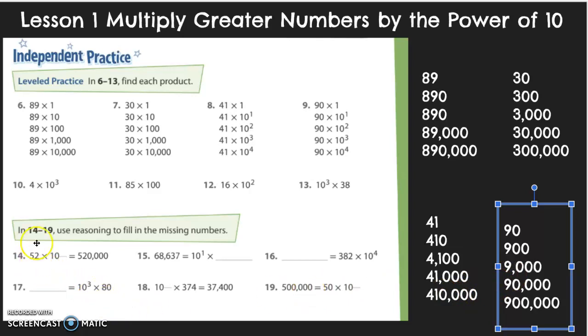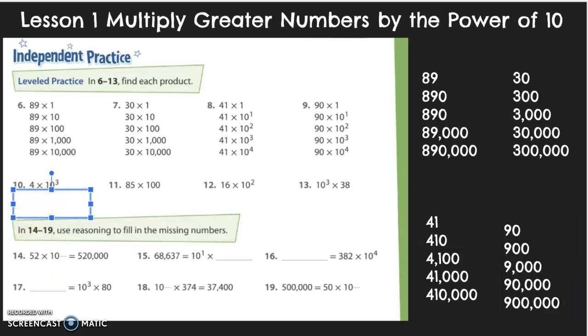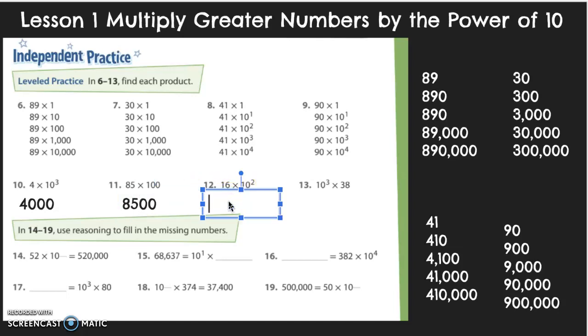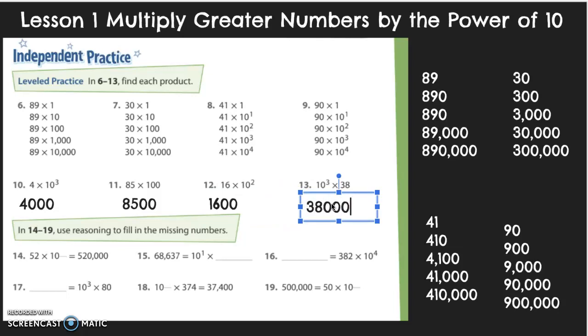All right. Right here, number 10 says 4 times 10 to the third. Well, I'm going to have 4. 10 to the third means 3 zeros. 4,000. 85 times 100. I'm going to have 85. 100's got 2 zeros in it. There we go. 16 times 10 to the second. I'm going to have 16. Exponent's 2, 2 zeros. Here I got 10 to the third times 38. So I still go 38, 3 zeros with the exponent.